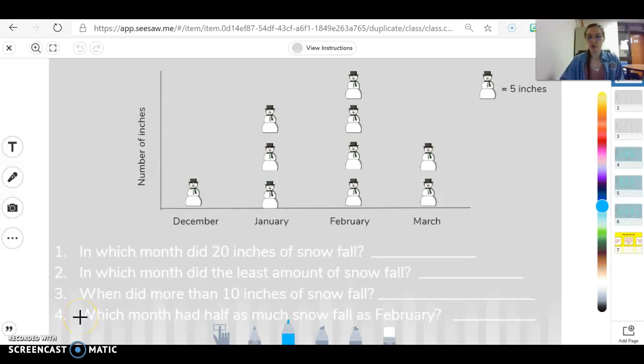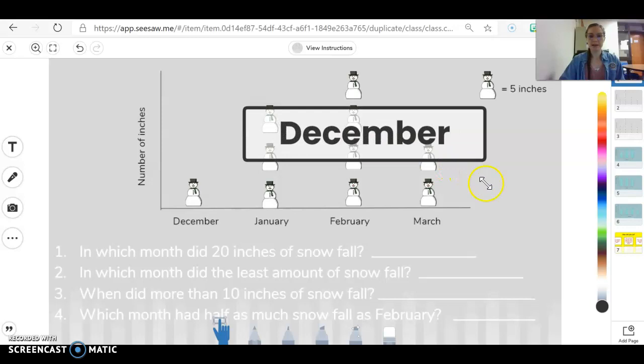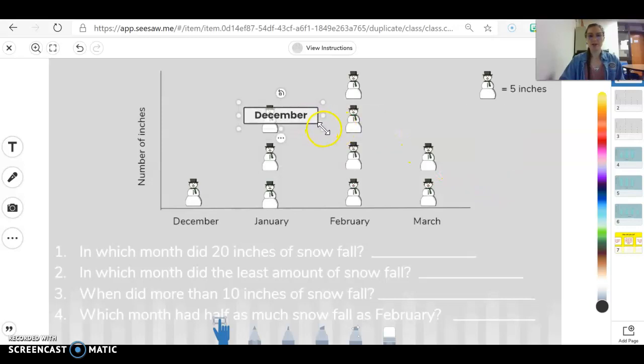In which month did 20 inches of snow fall? Now, obviously, none of these have 20 snow people because remember, each snow person represents 5. Once you know the answer, let's pretend the answer is December. You need to put in a text box. Type in December. Now remember, with your text box, you can make it large, you can make it small. So just put it in a spot where it makes sense and then you just set it on the line, okay? So you would work through the 4 questions.